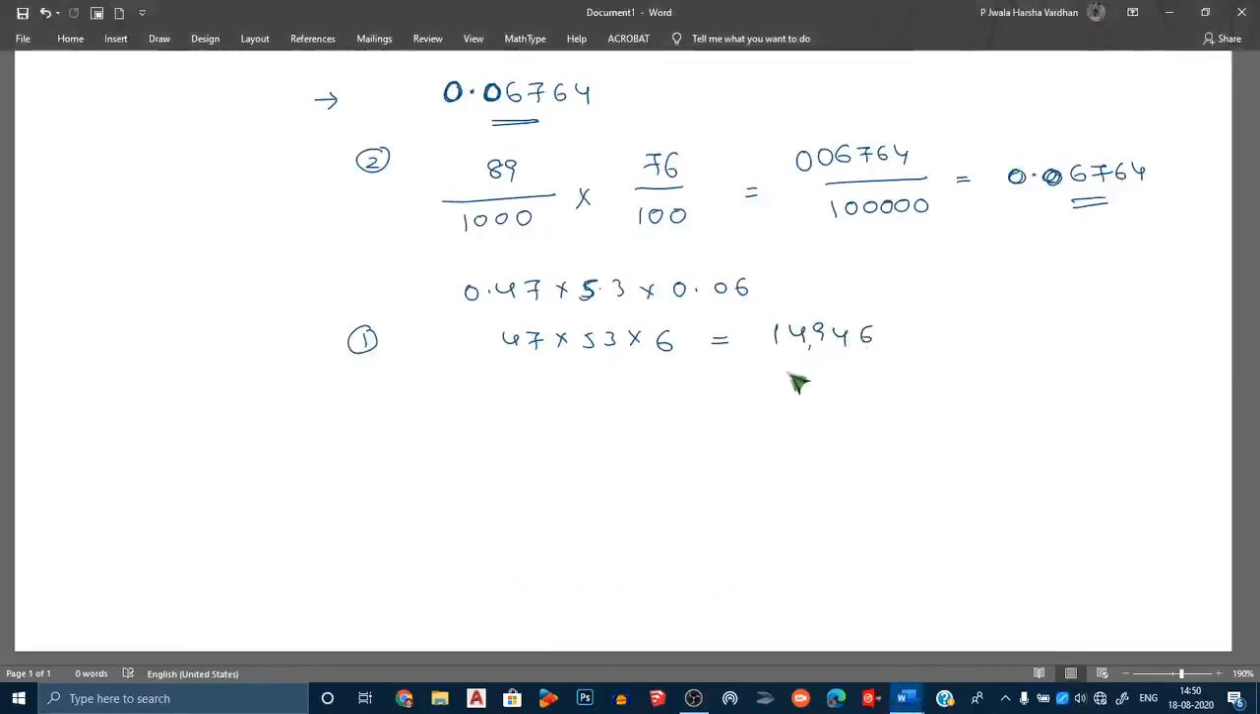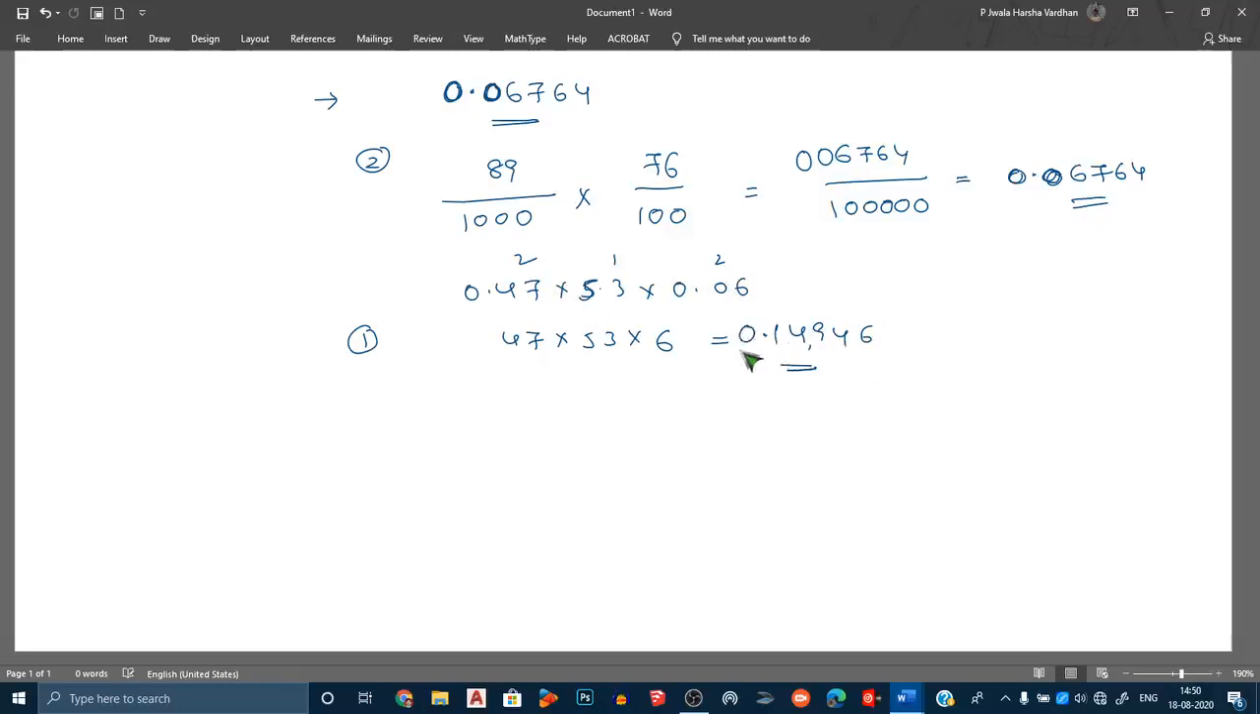14946, a big number. Now where do you have to put the point? See here how many digits are there after the decimal point? 2 digits. Here 1 digit. Here again 2 digits. So take the sum of these three. 2 plus 1 is 3, 3 plus 2 is 5. So 5 digits you have to leave from the right side. 1, 2, 3, 4, 5. Now put a point here and add one more 0 here.